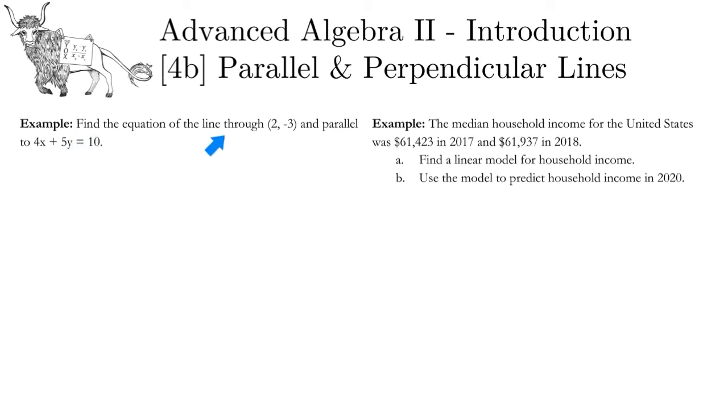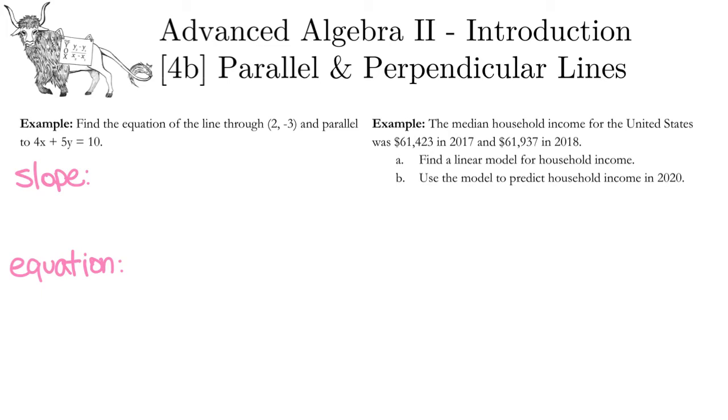Find the equation of the line through (2, -3) and parallel to 4x + 5y = 10. Think about what this example is asking us to do. We have the equation of a line. We need to find the slope of that line, then use it with the given point to find the equation of another line. So let's solve that equation for y.